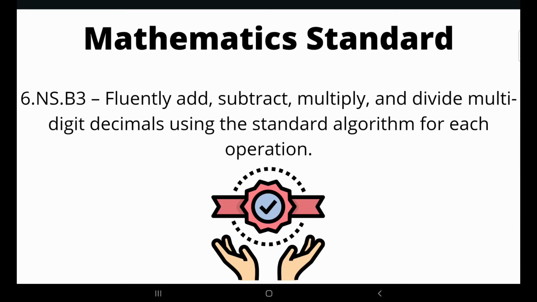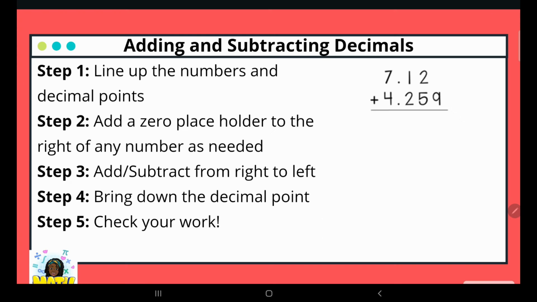Everyone, welcome back. Today we're going to be reviewing a 6th grade standard, 6.NS.B.3: fluently add, subtract, multiply, and divide multi-digit decimals using the standard algorithm for each operation. So the first operations we're going to look at are addition and subtraction.